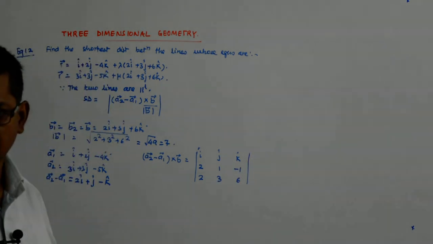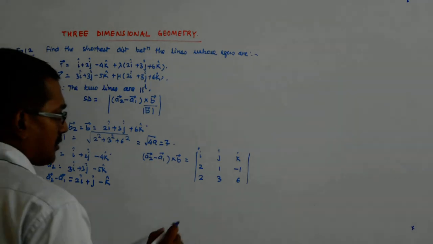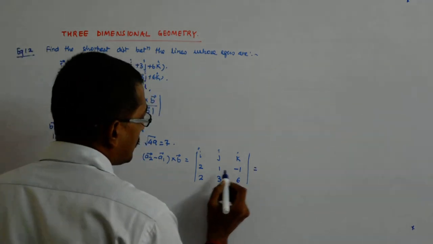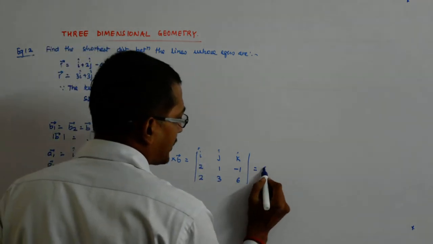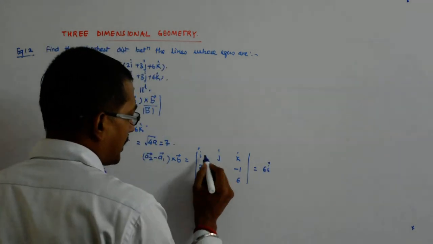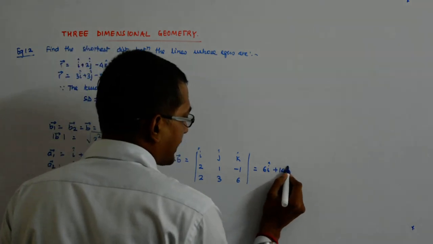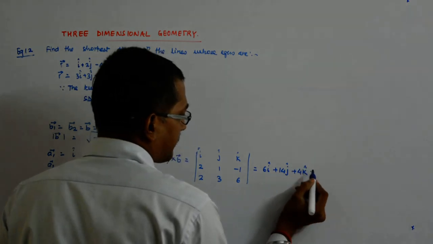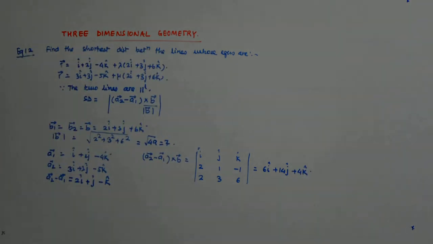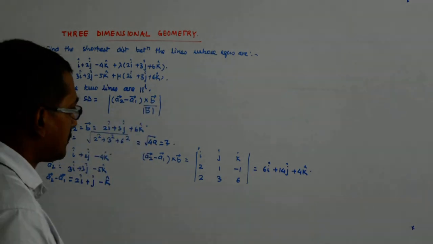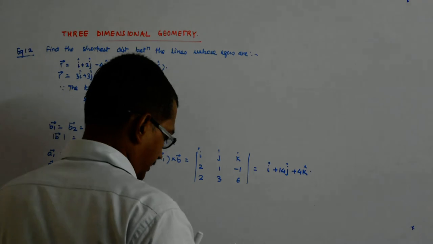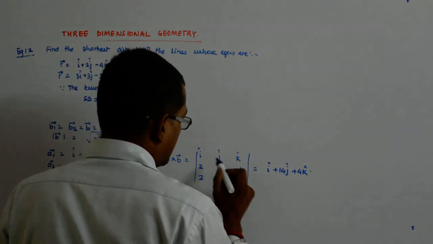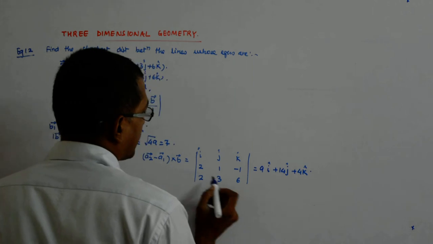Okay, 2, 3, 6. Now that tells me what? This is equal to 6 minus minus 3, so 9 i cap, minus j, 12 plus 2, that is 14 j cap, and 6 minus 2, that is 4 k cap. Correct? Which is 9? It's 9 i cap. I had written 6, so this is 9 i cap, sorry. It was 6 minus minus 3, so it was 9, right?